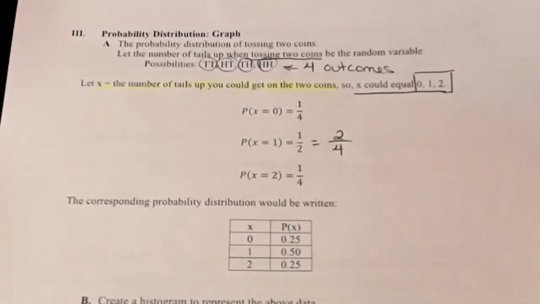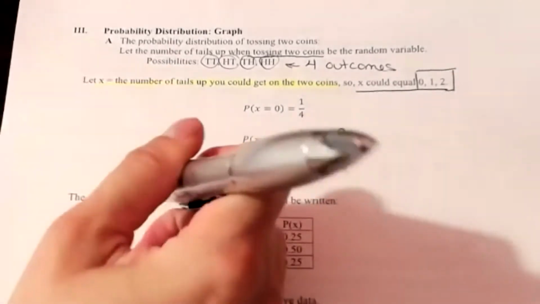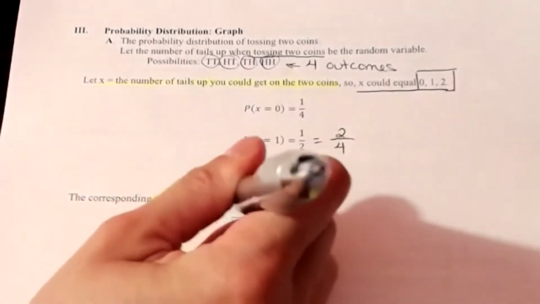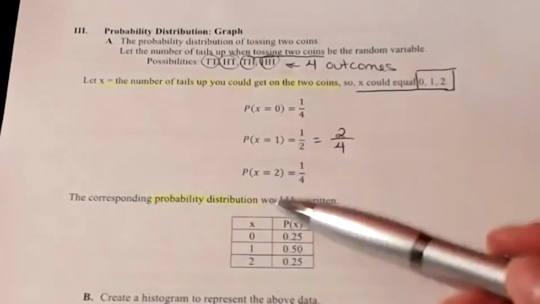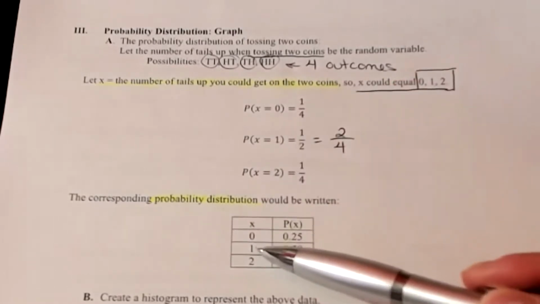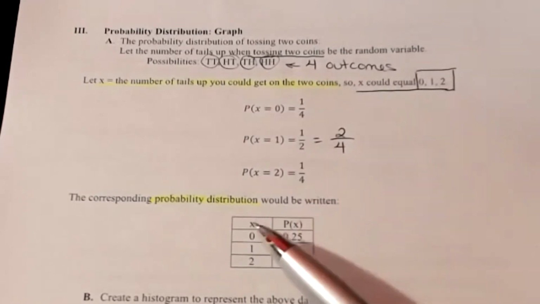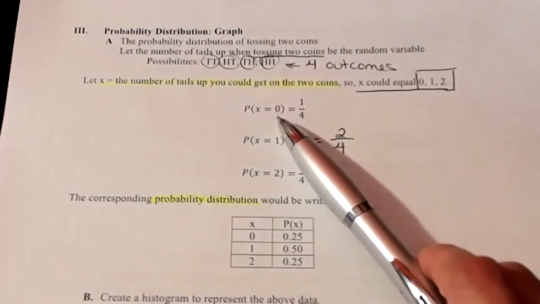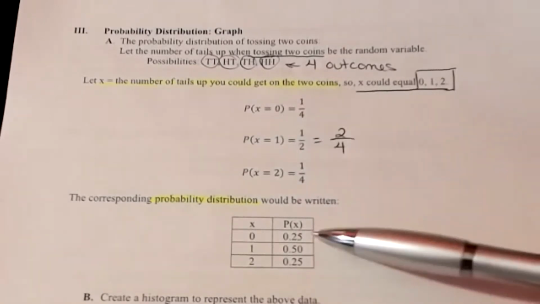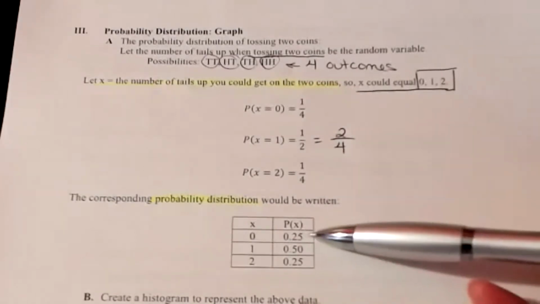Now, the corresponding probability distribution would be the table below. So let's go ahead and highlight or underline probability distribution. Because remember, it's the table that identifies the random variable values and their corresponding probabilities. Up here, we just made a note that the likelihood that no tails would be seen on both of those coins is 1 out of 4. Notice 1 out of 4 is the same as 0.25. 1/4, 0.25.